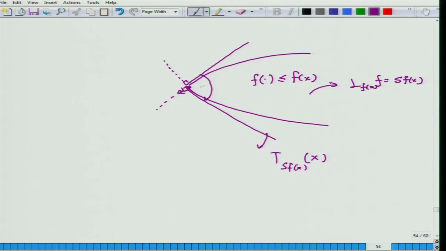The product with this line is 0. So, the del f x is a compact convex set like this.